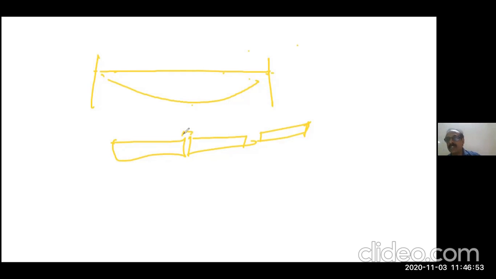Then in buildings, while constructing, we can see a small gap between two blocks. They provide it so that during expansion, it will not break. So this is what we are going to study. When we focus on expansion of length, that's called linear expansion. When focusing on expansion of area, that's called areal expansion. When focusing on volume change, that's called volume expansion. Now we have to study these relations. This is a very important topic, and a very easy topic also.